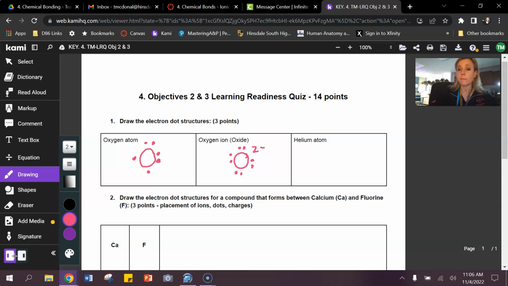Last, we have the helium atom. And even though helium is in group 8, helium is one of the exceptions to the rule, and it only has 2 valence electrons. And so that is helium.